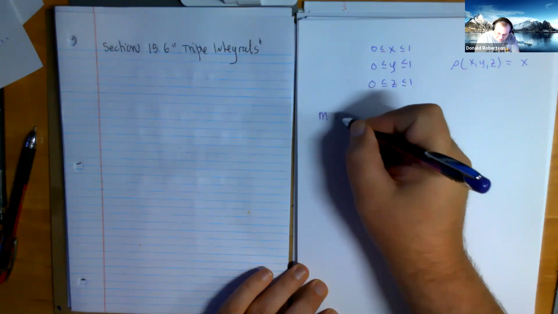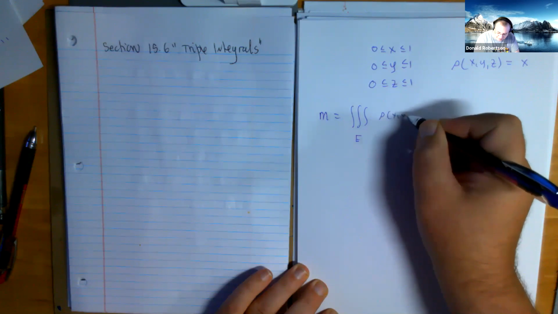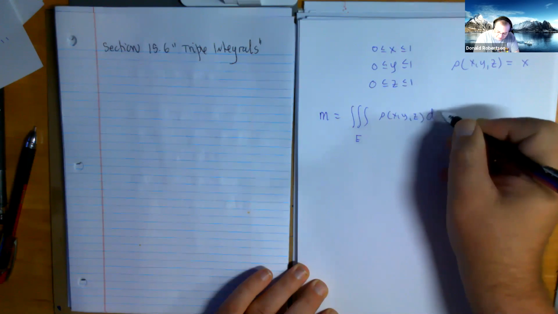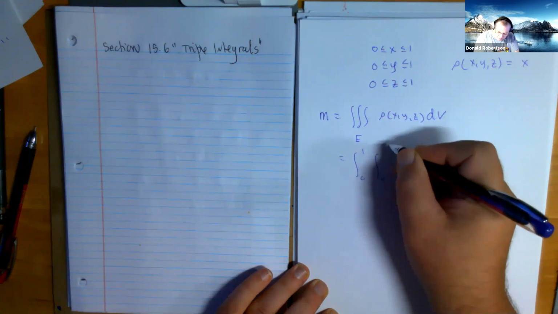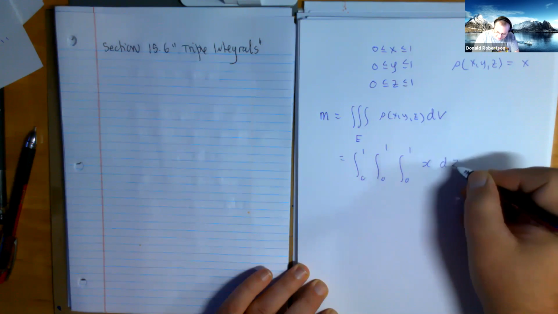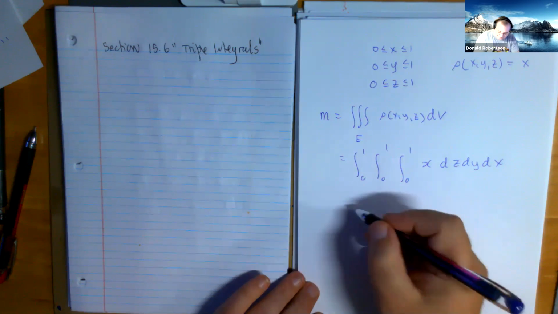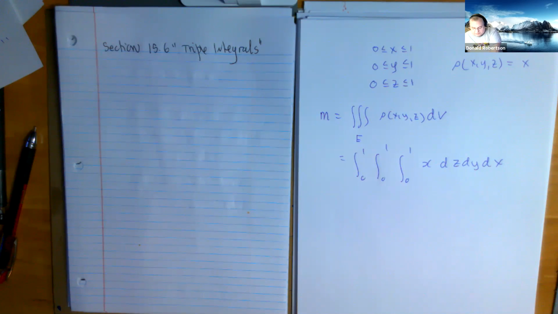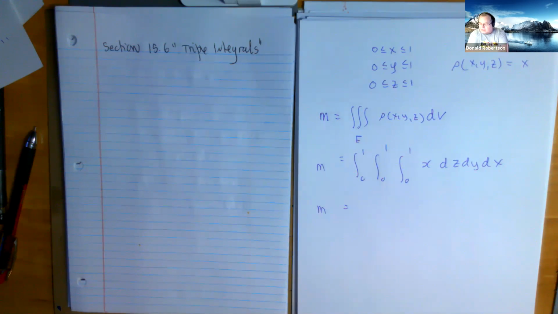Then to get the mass, it's the triple integral of this region with the density function, dV. In this case, it's x equals 0 to 1, y equals 0 to 1, z equals 0 to 1 of x. And since I said I was going to do it in that order, then I'll do it in that order. Okay, this is not much of a time saver, but technically it could happen in a much better world.